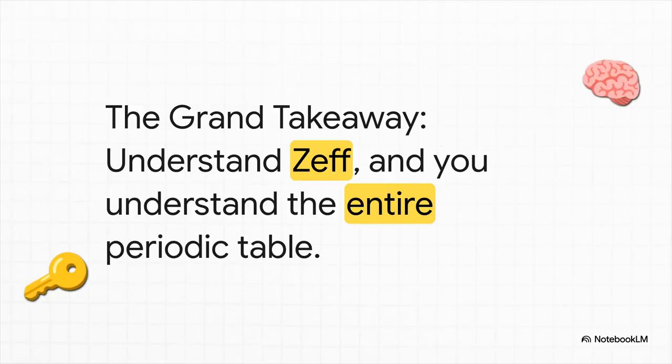So here's the grand takeaway. The next time you see a periodic table, don't try to memorize a bunch of different trends. Just remember Zeff. Just remember that magnetic pull. If you can remember how that changes, you can figure out everything else from scratch. You don't have to memorize it. You understand it. You've officially cracked the code.